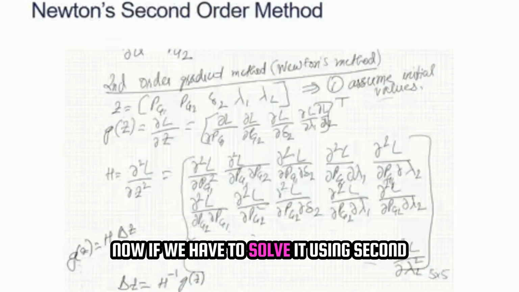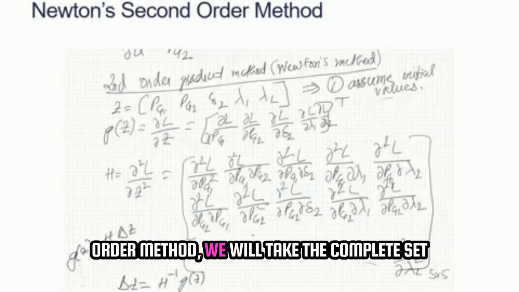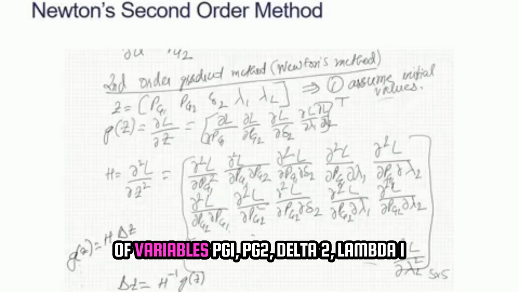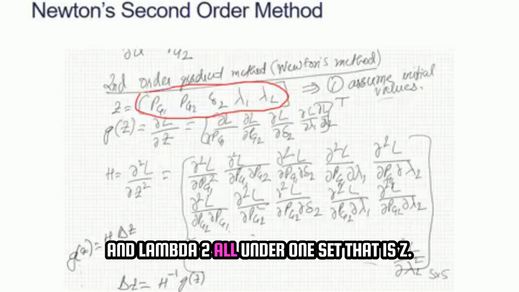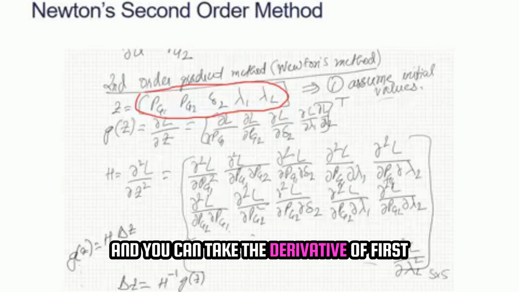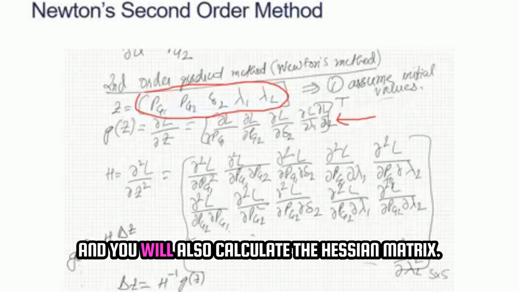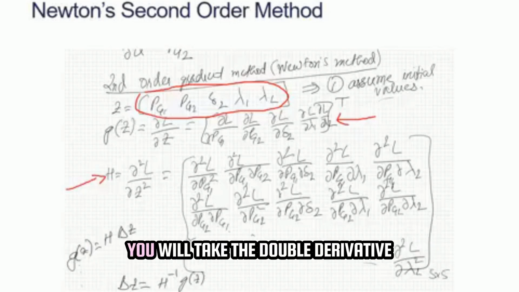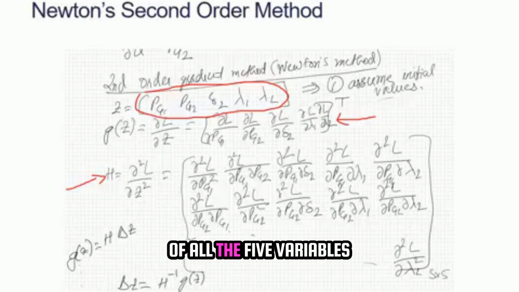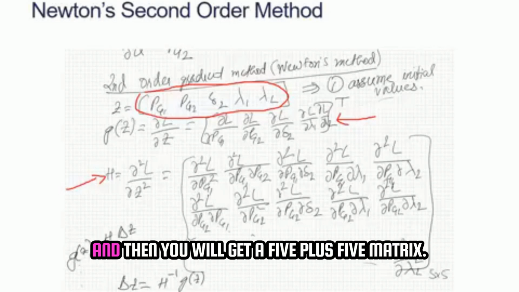Now, if we have to solve it using the second order method, we will take the complete set of variables PG1, PG2, delta 2, lambda 1, and lambda 2 all under one set, that is Z, and you can take the first order derivative of all the variables here, and you will also calculate the Hessian matrix. It will be like this. You will take the double derivative of all the five variables, and then you will get a 5 cross 5 matrix.